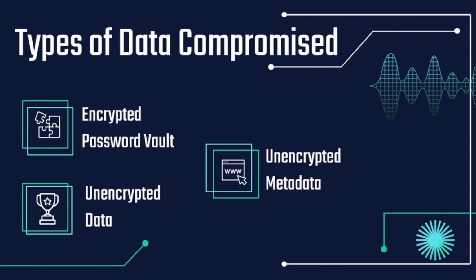So, the types of compromised data. This breach compromised several types of data. Encrypted password vaults were stolen, but the encryption keys were not exposed. It is important to understand that while vaults were encrypted, attackers could still use unencrypted metadata like email addresses and phone numbers to launch phishing attacks or other social engineering attacks. By exploiting information obtained from this unencrypted metadata, they could trick users into revealing other sensitive information too.